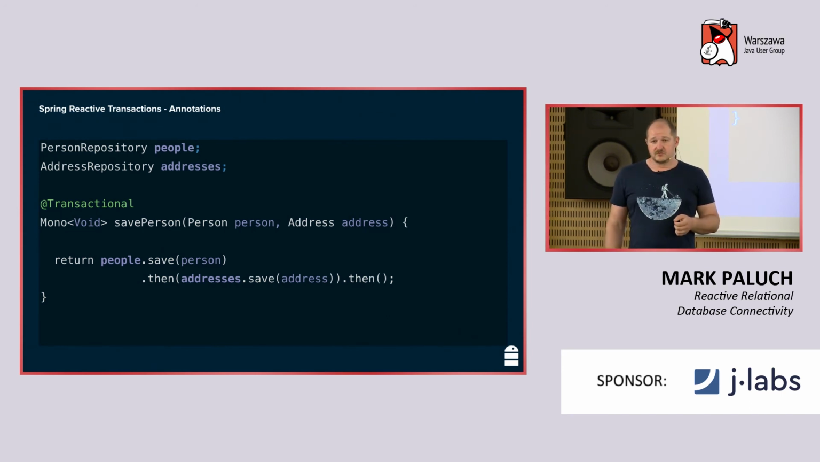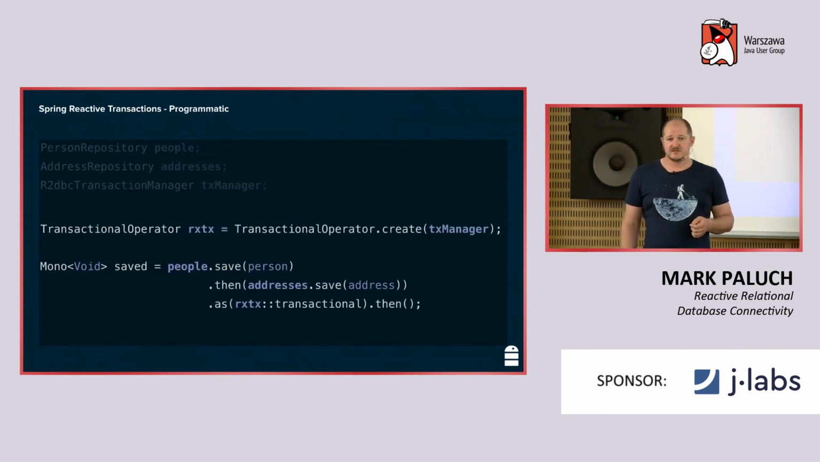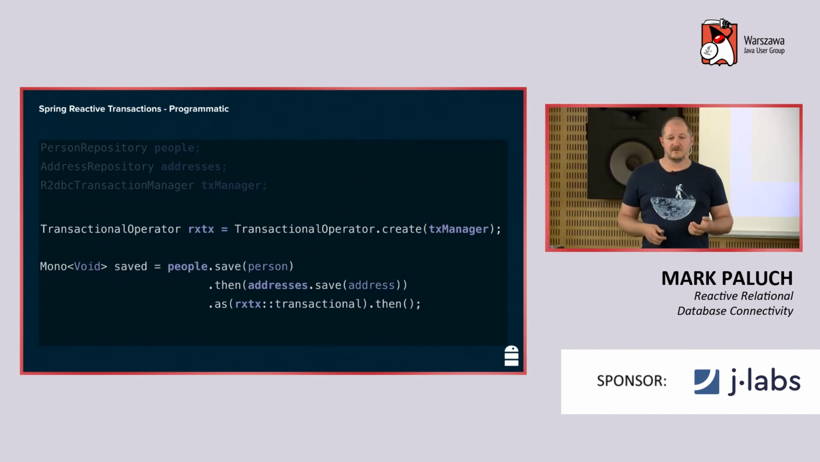You can also use a programmatic way by using the transactional operator. So if you want to go in a programmatic way with imperative transactions, you would use the transaction template, and the transactional operator is basically the reactive variant of that. And we can use that in the very same fluent way how we also express our reactive pipelines. So we chain things together.